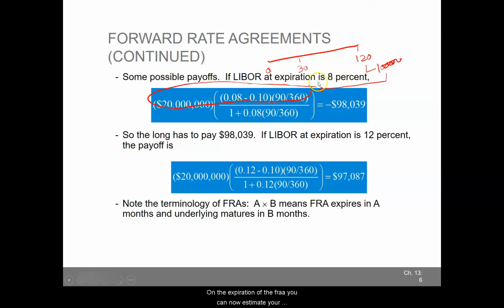So here on the expiration of the FRA, you can now estimate your gain or loss. So the gain or loss here estimated is 100,000, and because the FRA will be settled at expiration, you need to estimate its present value, and that is why we have this second term here as denominator, and it's the 8% LIBOR that is prevailing at the expiration day of the FRA.